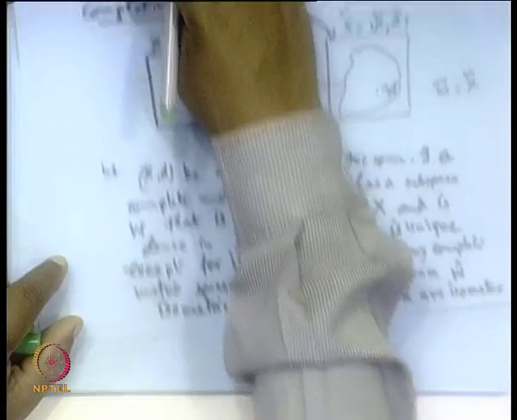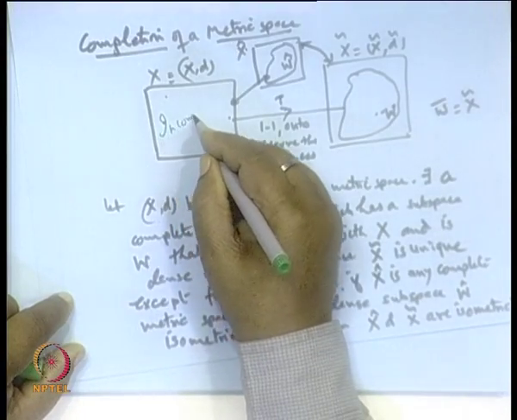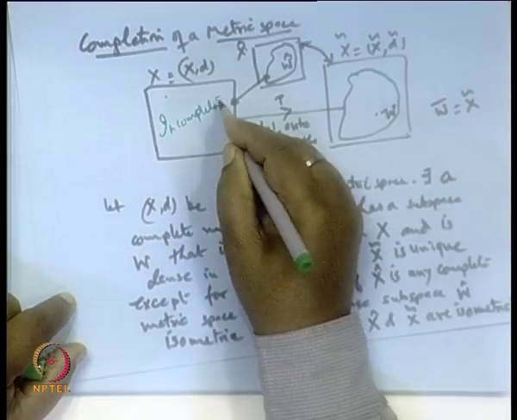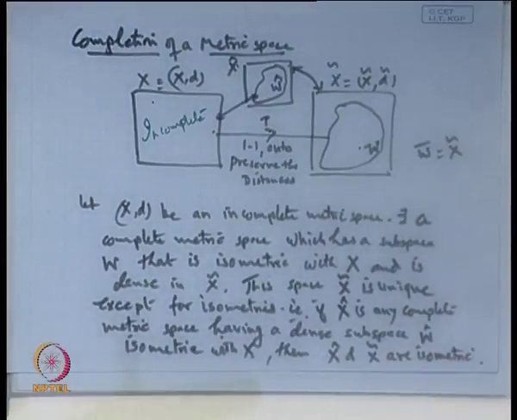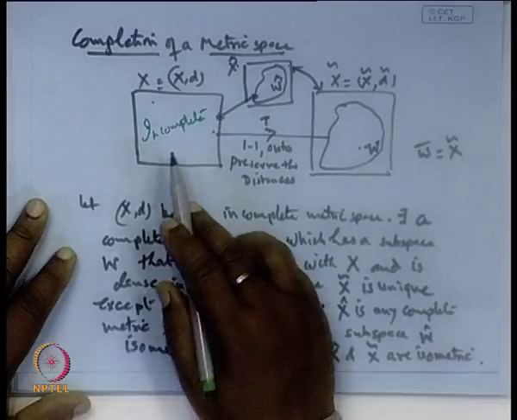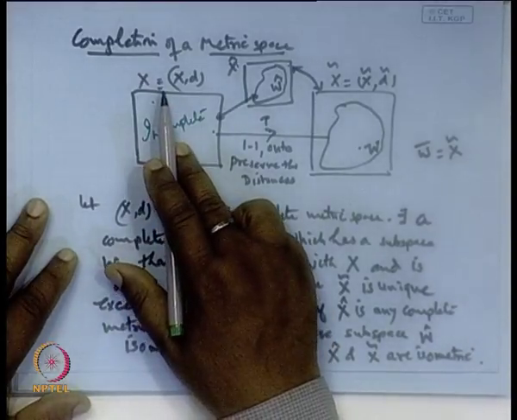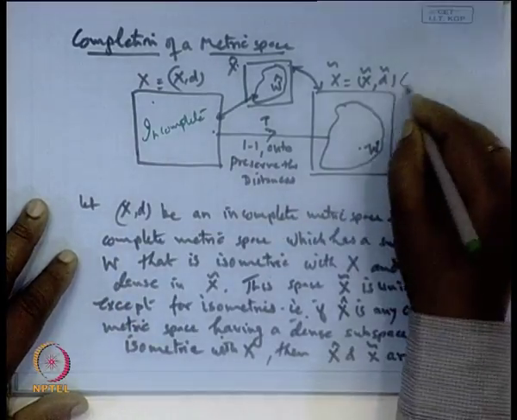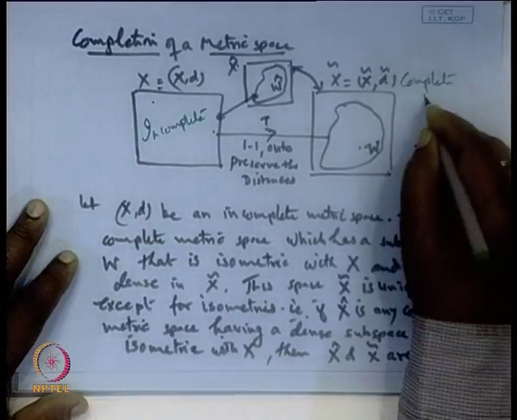We repeat again what we say. Suppose this is an incomplete metric space. What this result says is that corresponding to each incomplete metric space, we can always find a complete metric space.